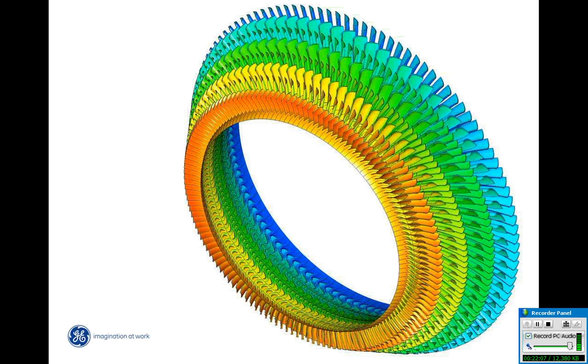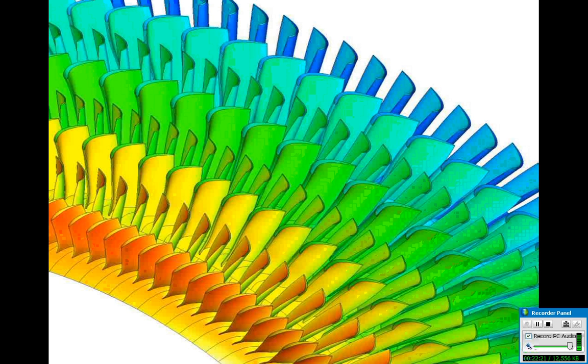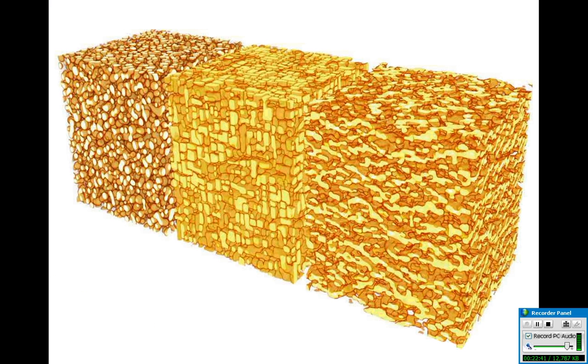This is an image of the low-pressure turbine of one of GE's aircraft engines. This was generated out of a simulation that we ran on the Jaguar Cray machine at Oak Ridge National Lab. This is a zoom in on some of the blades. These are the spokes I referred to earlier. You can see some of the geometries there. The colors are a measure of efficiency and efficiency loss through the stage.